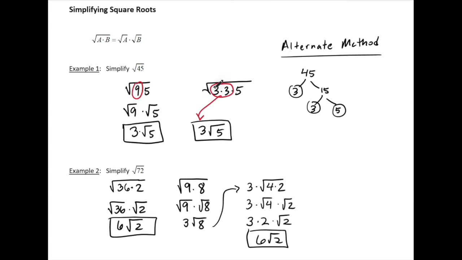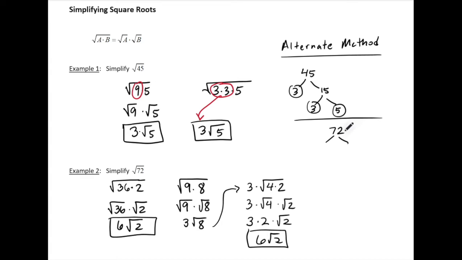So writing the number as a product of prime factors just gives us another way of finding these perfect square factors. For small numbers like 45, this method really isn't much easier. But it might be helpful when we have larger numbers inside the square root and when we include variables.